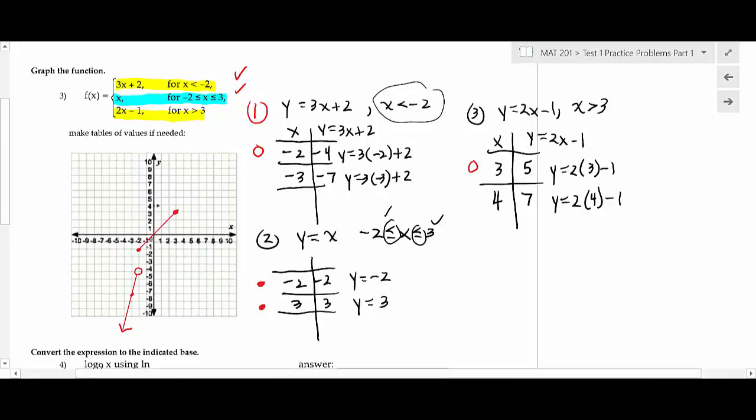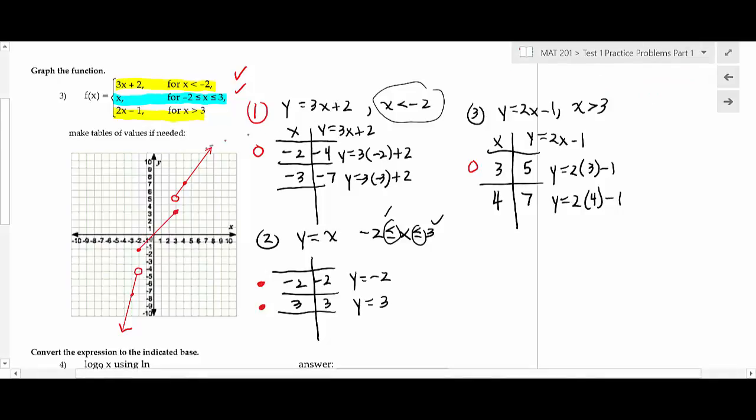So now we can plot our 2 points. So we have 3, 5, over 3, up 5 with an open bubble. Then we have 4, 7. So I'm going over 1, 2, 3, 4, up 7, like that. Then I can connect this like that to get the rest of my piecewise function. All right, so that would be how that piecewise function is graphed.